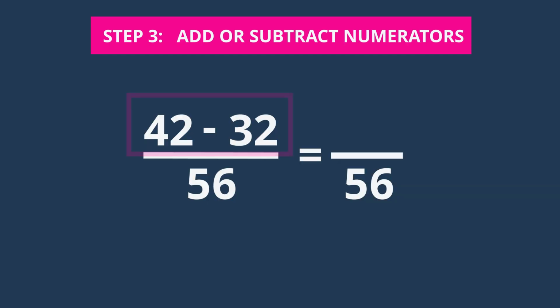Step 3. Add or subtract numerators. Now that we converted the fractions, we can add or subtract the numerators because the denominators match. 42/56 minus 32/56. Your answer will be 10/56.